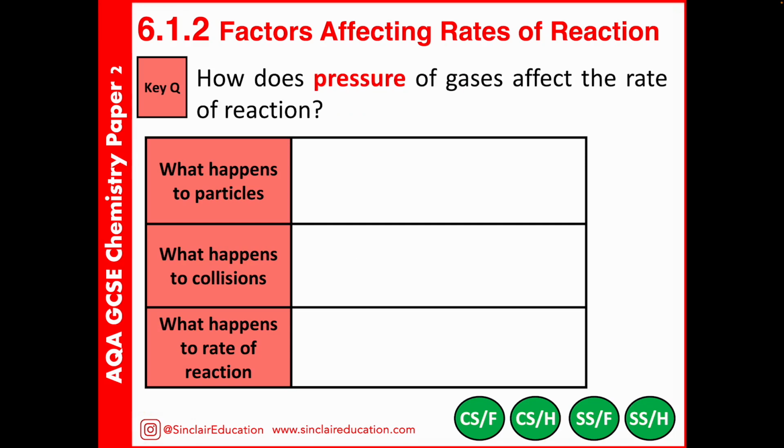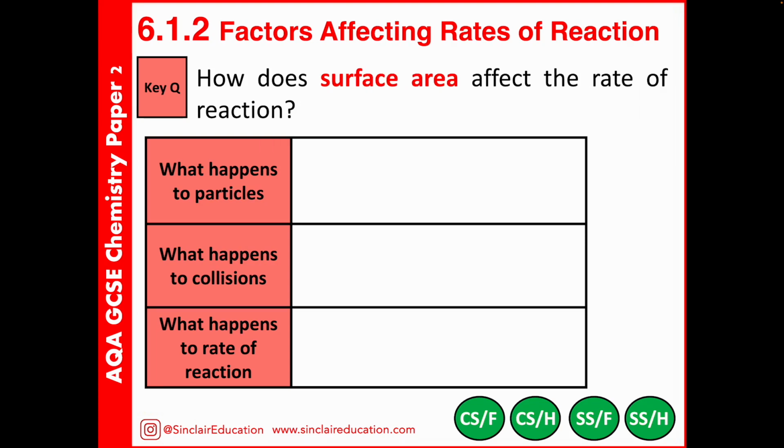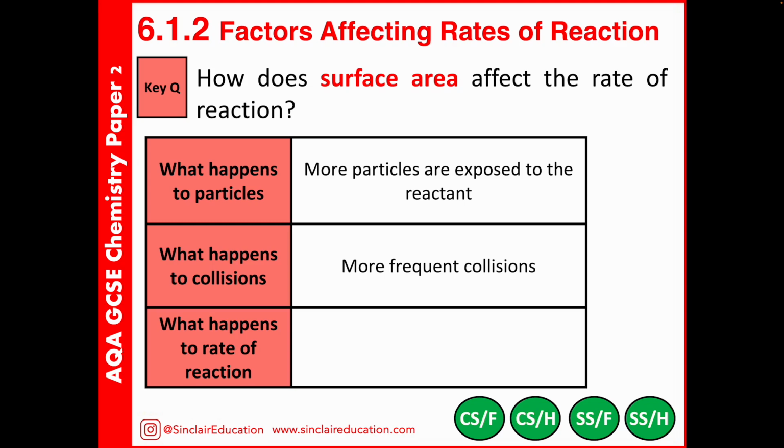Next, for pressure. If we increase the pressure of gases, the particles are moved closer together. That's going to make collisions more likely, and therefore the rate of reaction is going to increase. For surface area, if we increase the surface area, we have more particles exposed to the reactant. So if we crush it, for example, that means that collisions are more likely, and therefore the rate of reaction for this will increase also.